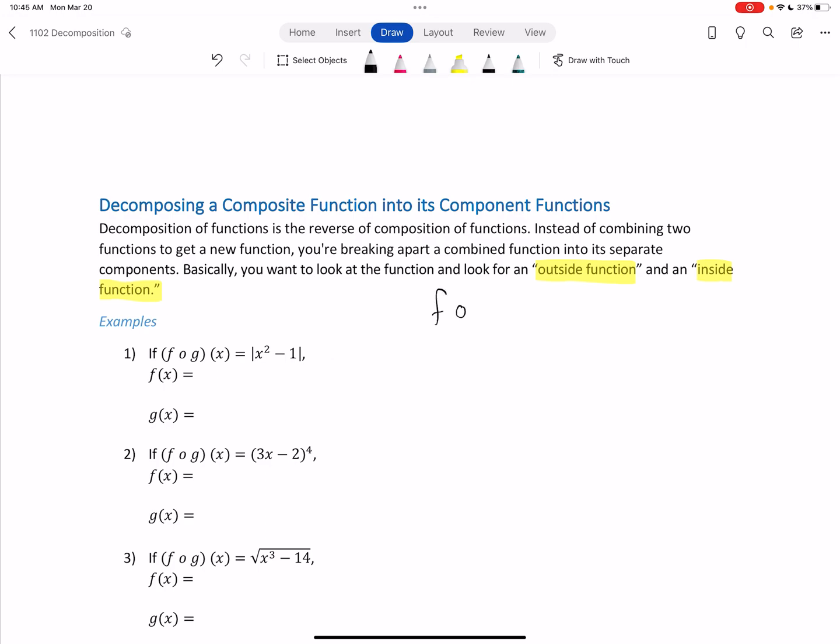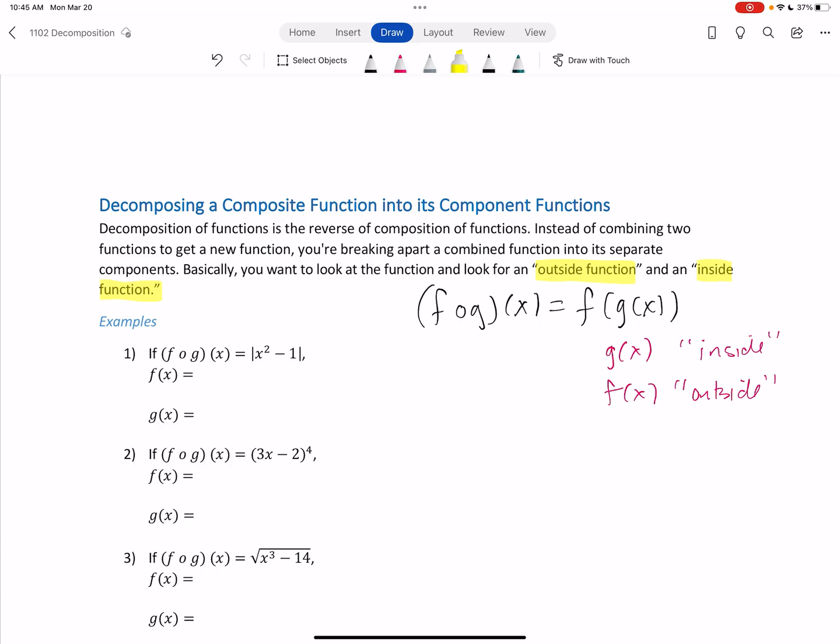So if you're finding f circle g of x, that's f of g of x. So g of x is the inside and f of x is the outside. But if I change the order, I'm going to have to change which one's inside and outside. So in this first example, f composed with g is the absolute value of x squared minus 1.